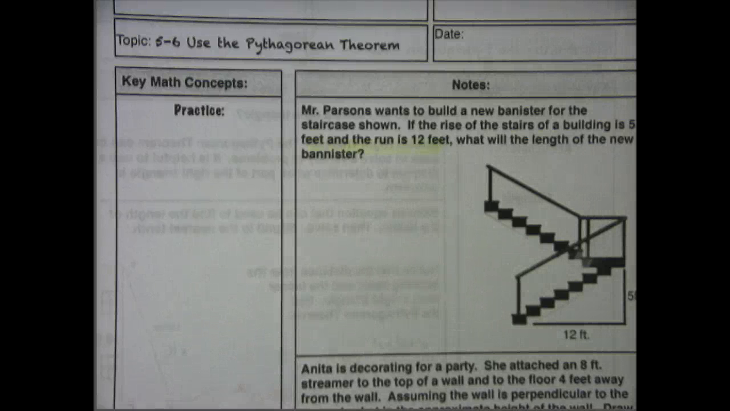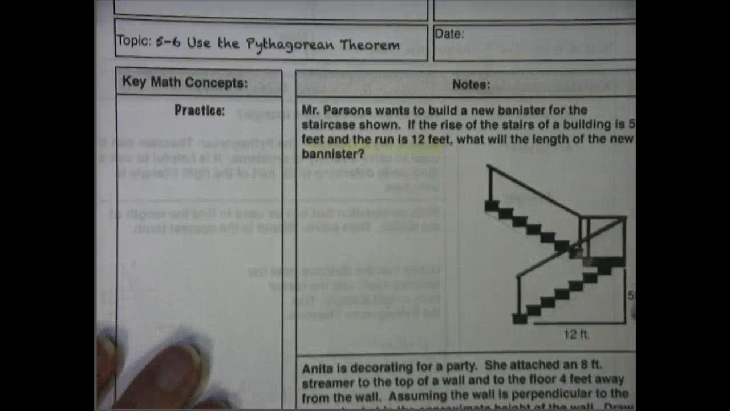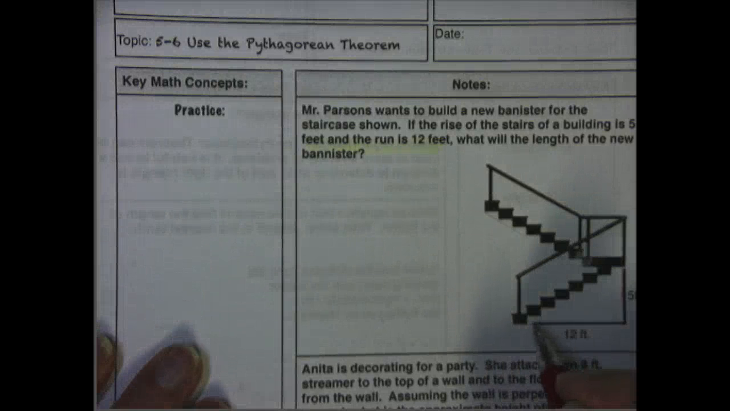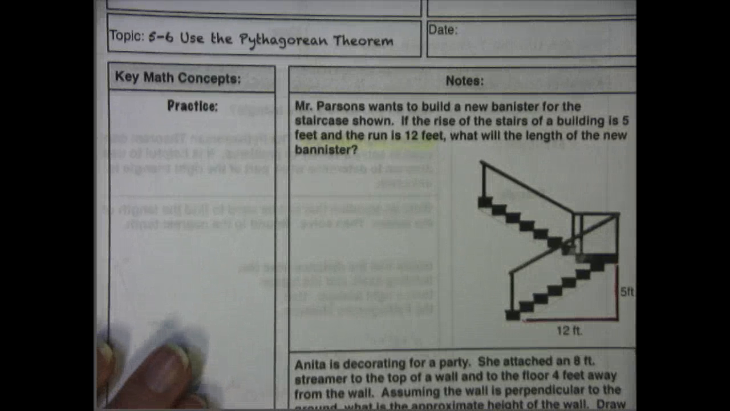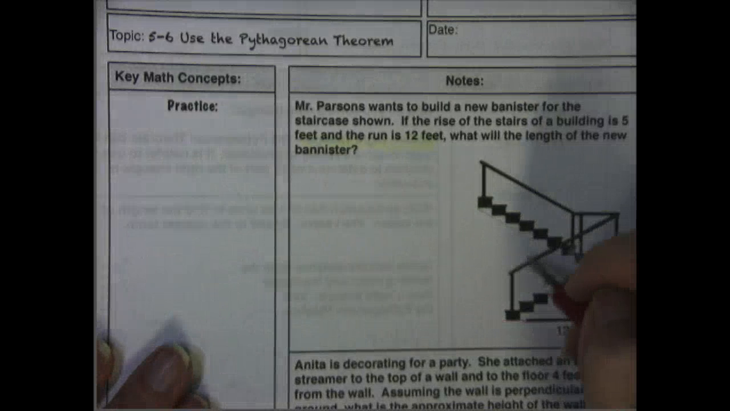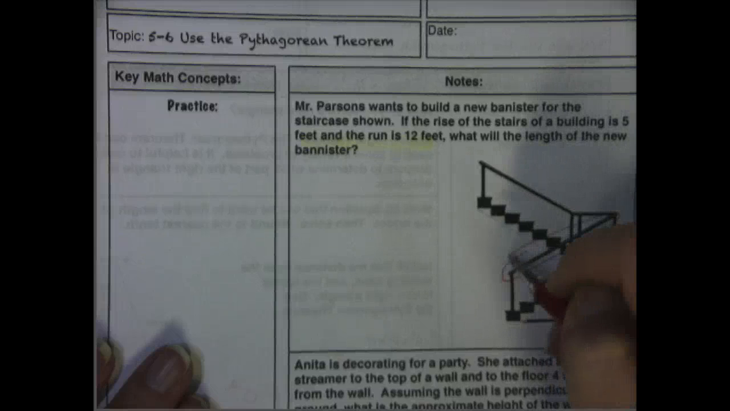Okay, now that you've had time to work your two practice problems, let's look at the first one. It says Mr. Parsons wants to build a new banister for the staircase shown. If the rise of the stairs of a building is 5 feet, so the rise we know is up and down, so the rise is 5, and the run is 12. Remember that the run is going to be the horizontal, so 12. Then it wants to know what is the length of the new banister. So it's asking what is the length of this.